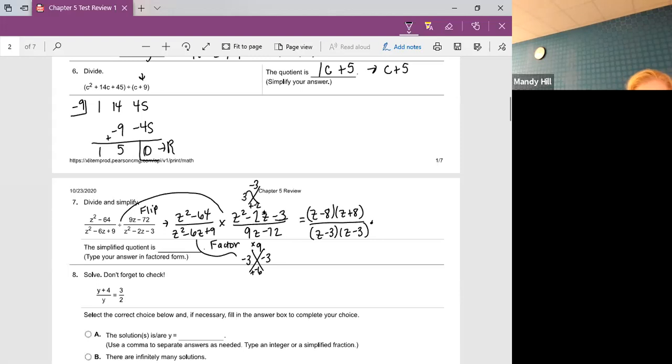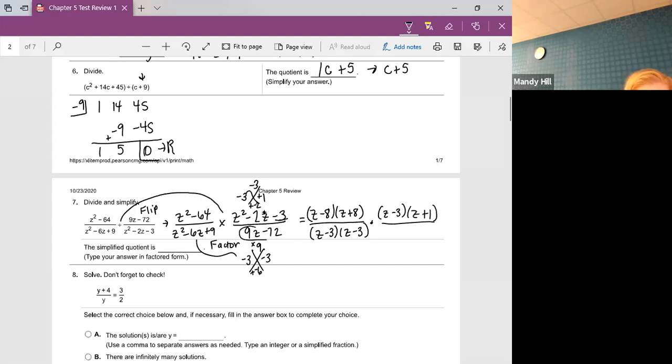That's going to be negative 3 times a positive 1. Negative 3 times 1 is negative 3, but if you add them, negative 3 plus 1 is negative 2. So we would use that to write our factored form, z minus 3 times z plus 1.